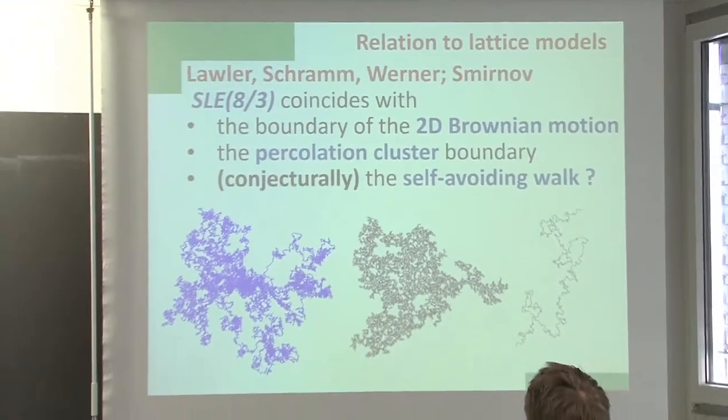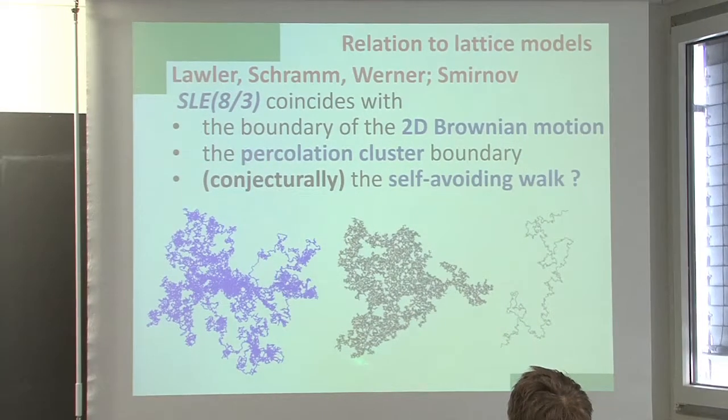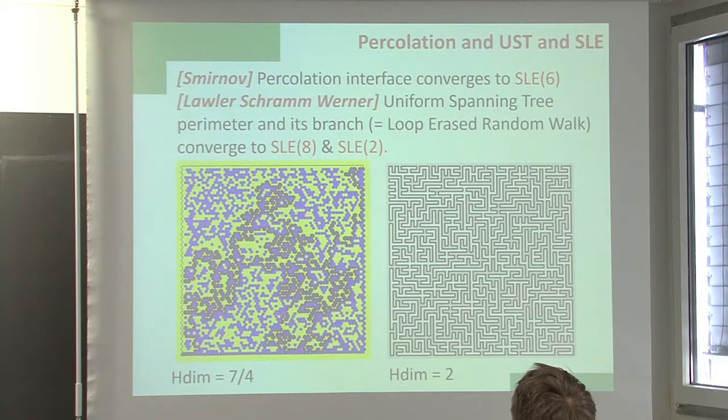For example, there is this sort of universality. If you take a percolation cluster and its outer boundary, or a Brownian curve and its outer boundary, or a self-avoiding walk, they are all supposed to be SLE 8/3. For the first two, we know how to prove that it's SLE 8/3. For the third one, we don't know. Now, what we'll try to do is outline the proofs of these two theorems.